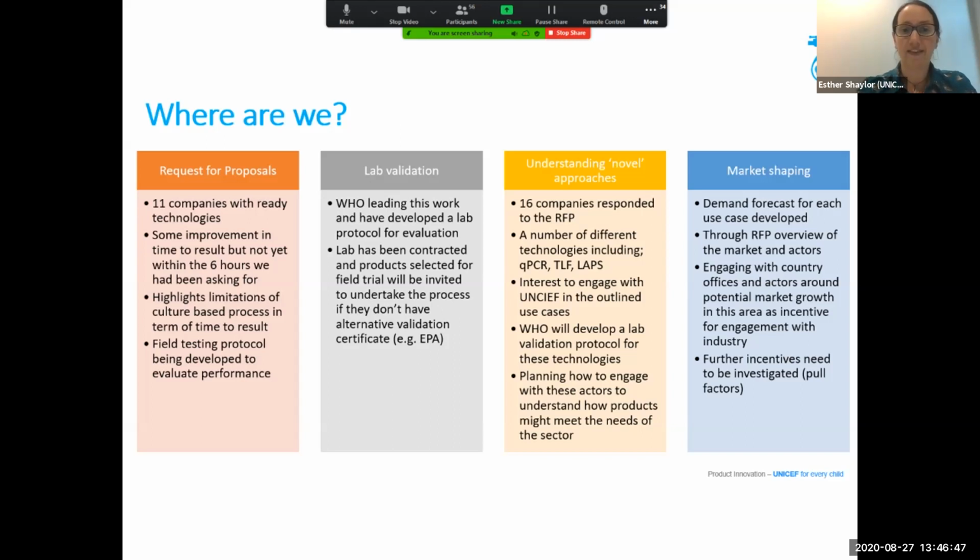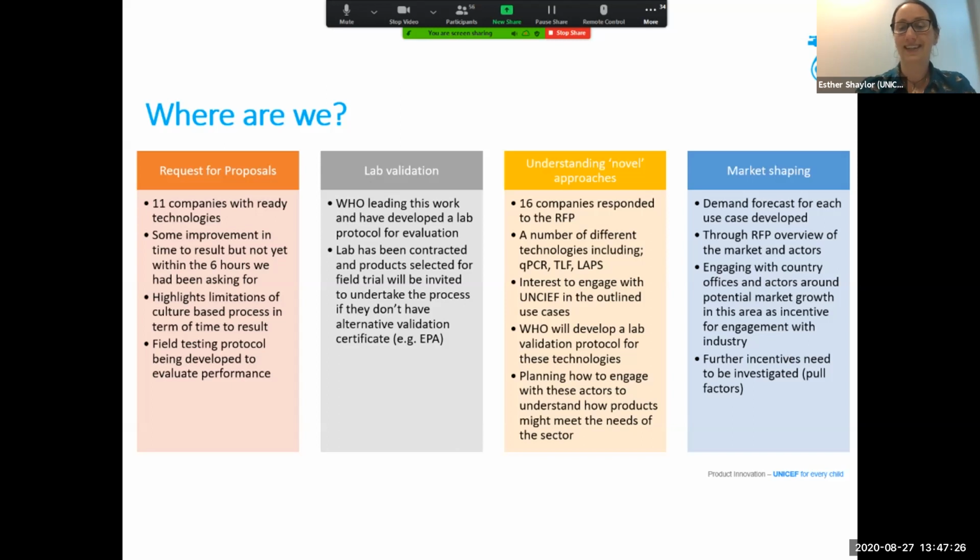And then we have what we nickname our novel work stream. So this is products that don't necessarily measure E. coli or don't use a culture-based method. And we have 16 companies who responded to our request for proposals along this. And they use a range of technologies from qPCR, tryptophan-like fluorescence, which is not something I can say quickly, and some other processes that are currently used in the lab, but not necessarily in the field. And these companies show that there is an interest to engage with UNICEF with the demand, and hopefully we'll have another protocol to use for lab validation of these.